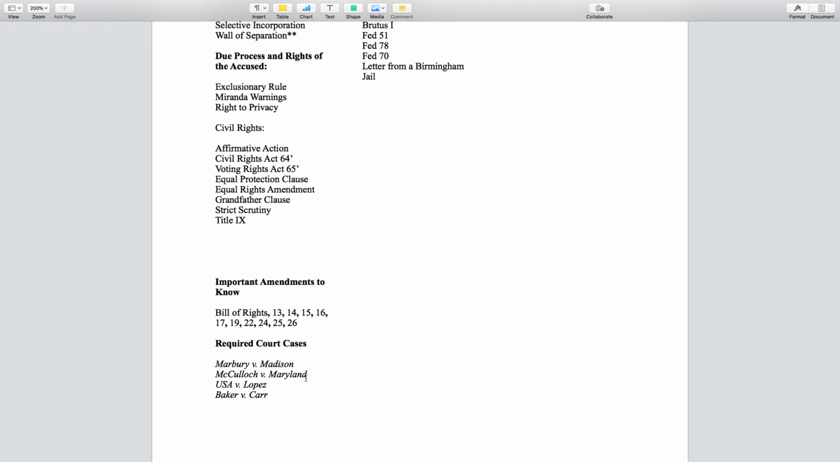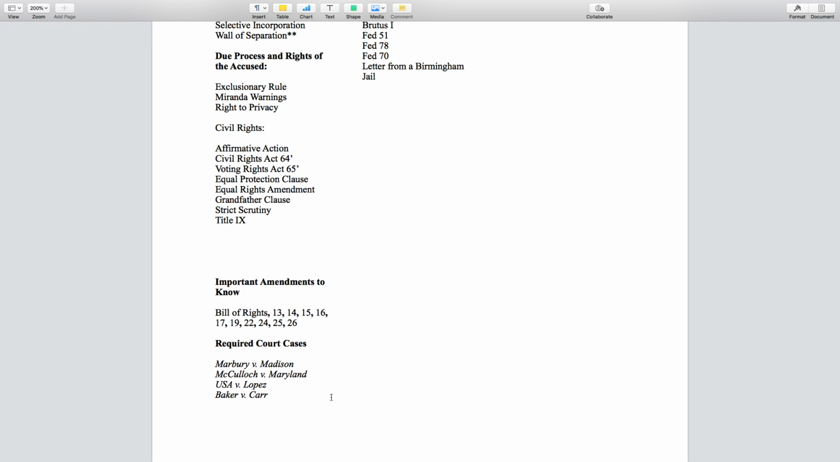USA versus Lopez, you're seeing growth of the states relative to the federal government, right? They're ruling that federal law unconstitutional. That Gun-Free School Zones Act cannot rest on the Commerce Clause. It's an overstep of the Commerce Clause.